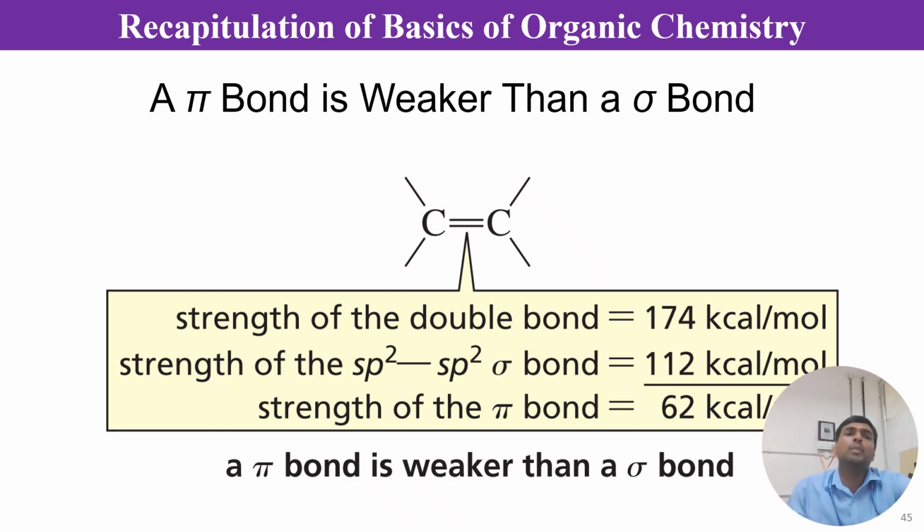Now, if we consider the pi bond, why is a pi bond weaker than a sigma bond? Because pi bonds are lateral overlap and there is no effective overlap, so the overlap is not that strong. If you consider the strength of the double bond, 174 kilocalories, and the strength of the sigma bond, 112, we can calculate the strength of the pi bond. That's 62 kilocalories. So experimentally we can also prove that the pi bond is weaker because of lateral overlap.